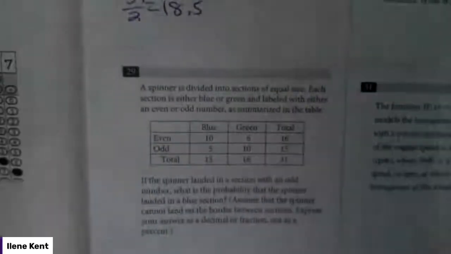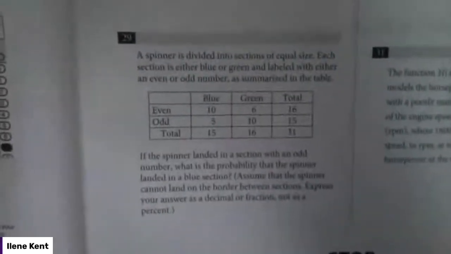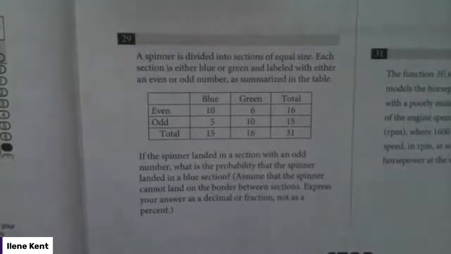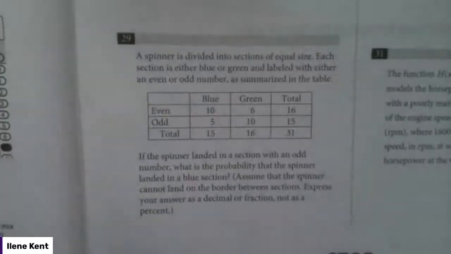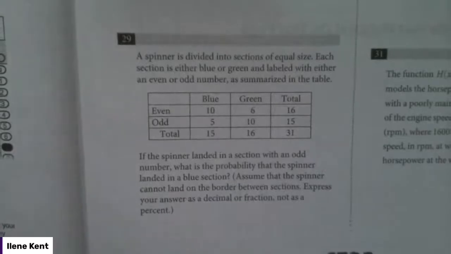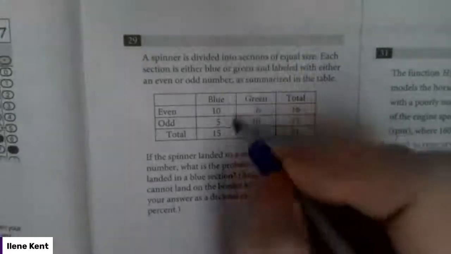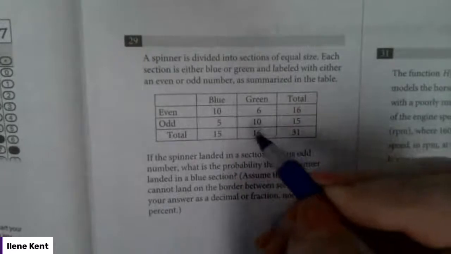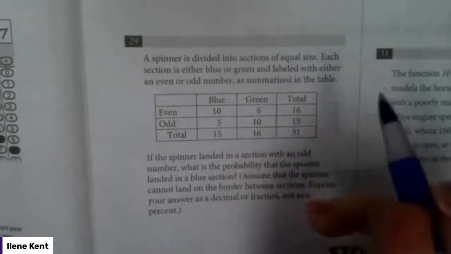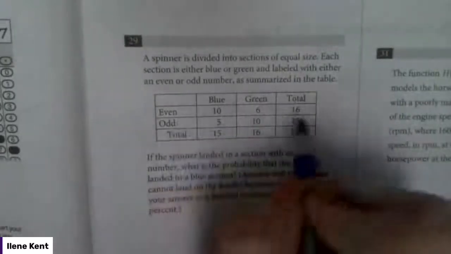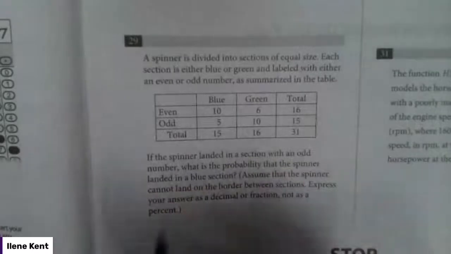Number 29. A spinner is divided into sections of equal size. Each section is either blue or green. So that's here, blue or green. And then they are either labeled an even number or an odd number as we are looking at this table.